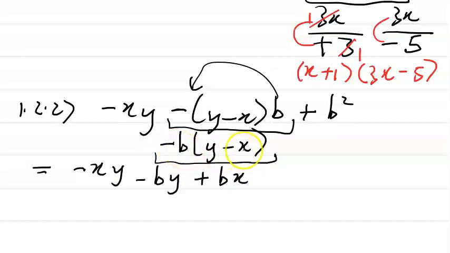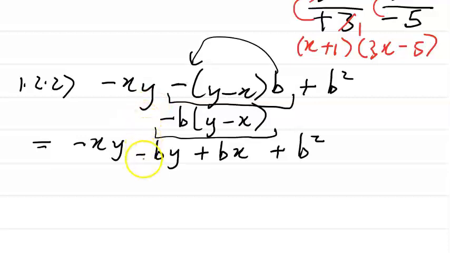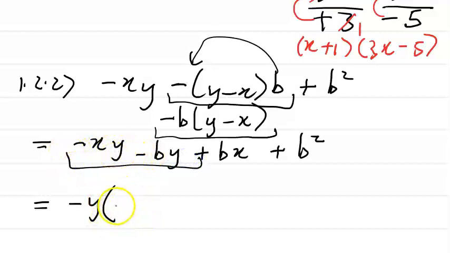Minus times the minus is plus, b times x is bx. And then we got plus b squared. So we got minus xy minus by plus bx plus b squared. So let's see, grouping in pairs, right? So grouping in pairs here now, firstly, we can take out minus y in these first two terms here. What are we left with now? We're going to be left with x plus b.